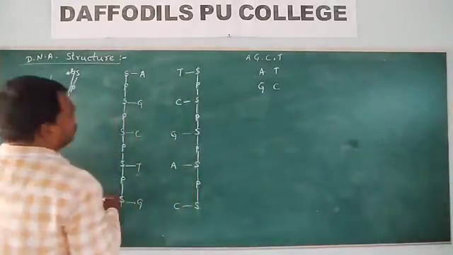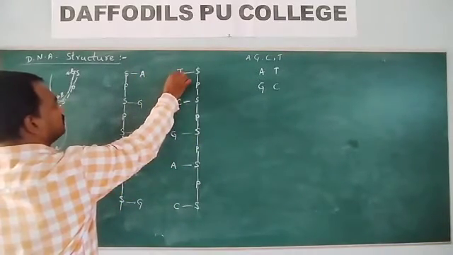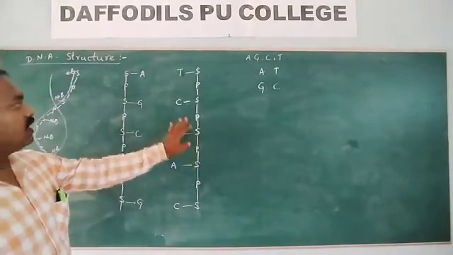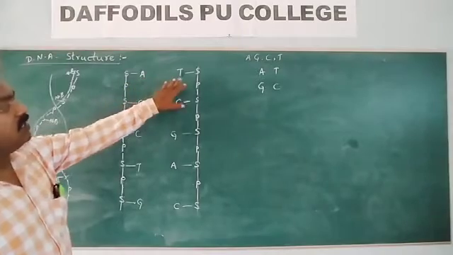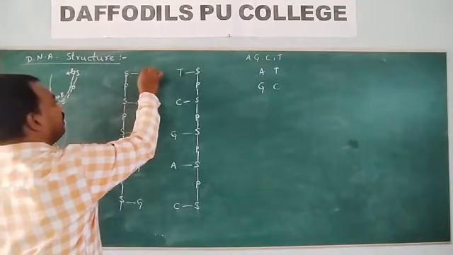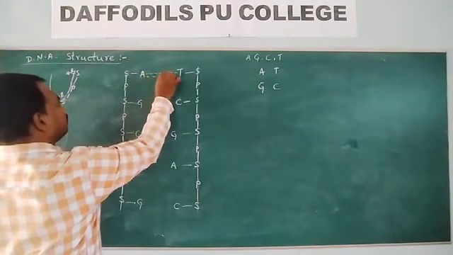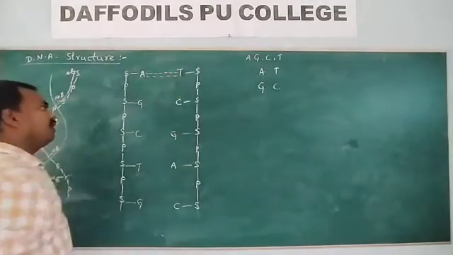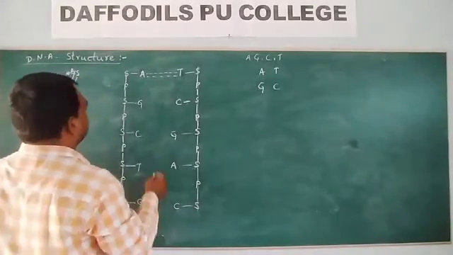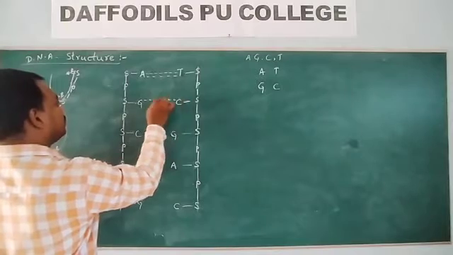So now what happens is, these two strands are connected by these nitrogen bases through hydrogen bondings. Between adenine and thymine, two hydrogen bondings are possible. Between guanine and cytosine, three hydrogen bondings are possible.